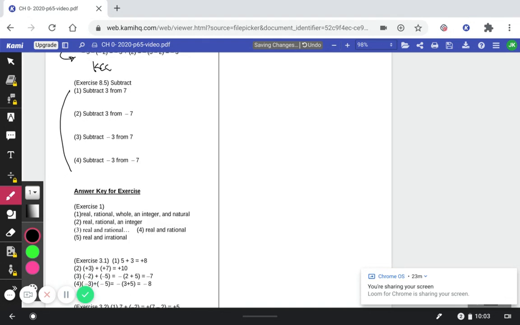Okay. The following one is the answer keys for this section.